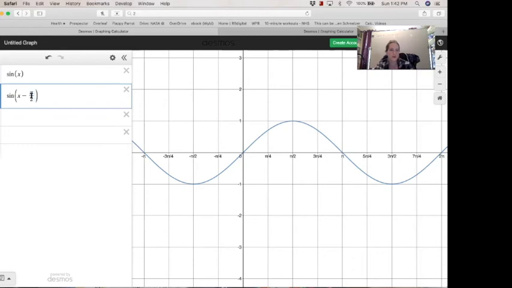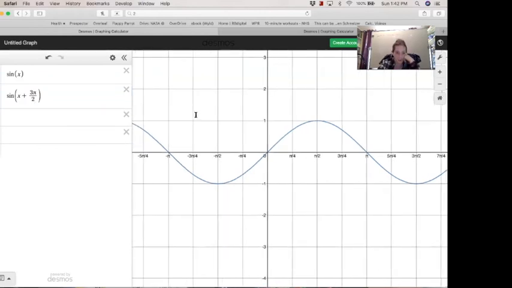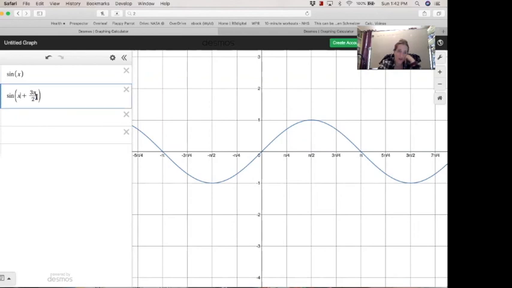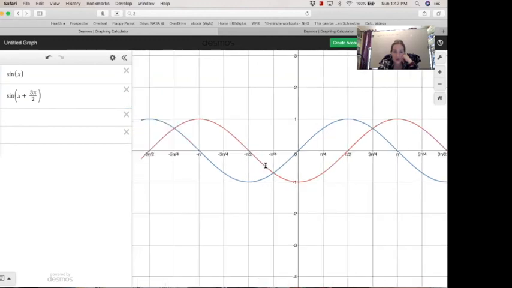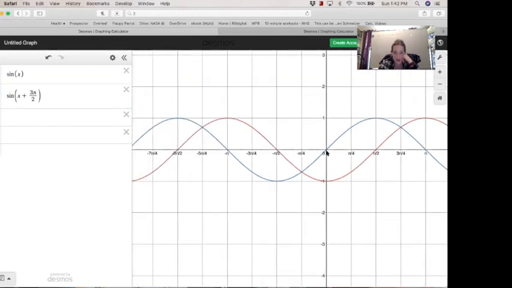Let's do another one. How about this guy? Well, this looks like a horizontal shift left of 3 pi over 2 units. So I'd expect to see this shifted to the left by 3 pi over 2 units. So in other words, it's taken this and moved it all the way over here. So this point 0, 0 is now over here at negative 3 pi over 2, 0.